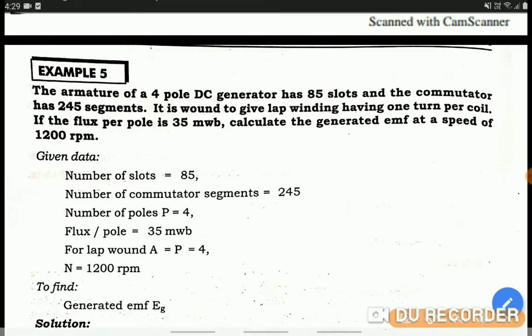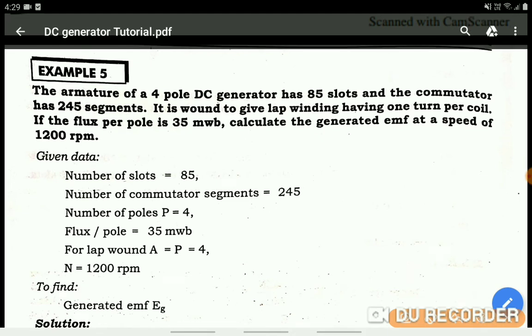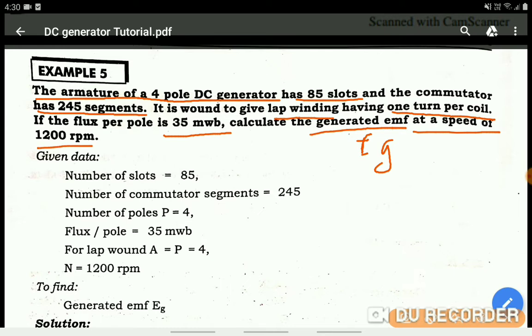According to this problem, the armature of a 4-pole DC generator has 85 slots and the commutator has 245 segments. It is wound with lap winding having 1 turn per coil. If the flux per pole is 35 milliweber, calculate the generated EMF EG at a speed of 1200 rpm.